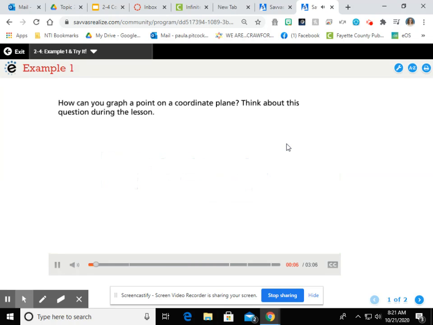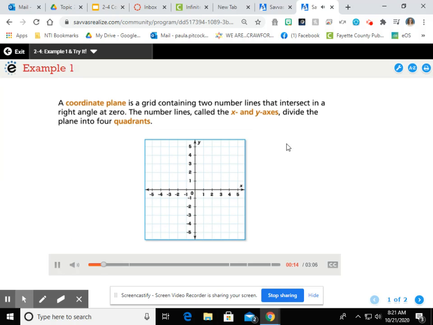How can you graph a point on a coordinate plane? Think about this question during the lesson. A coordinate plane is a grid containing two number lines that intersect in a right angle at 0. The number lines, called the x and y axes, divide the plane into 4 quadrants.